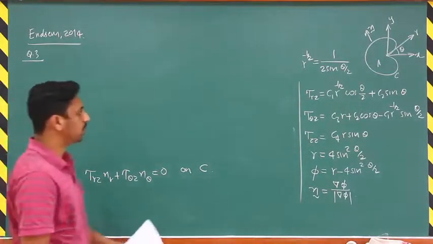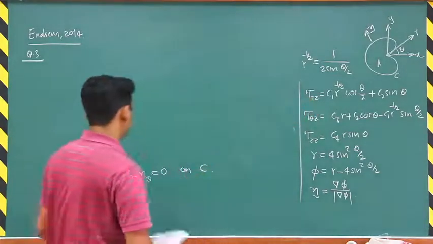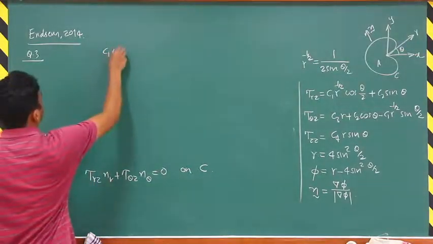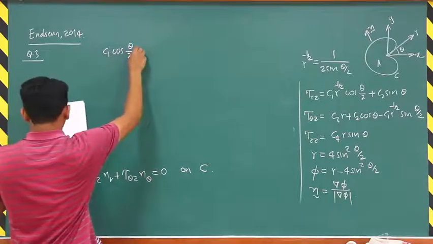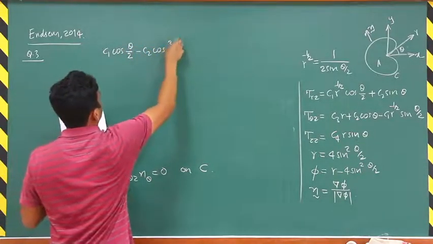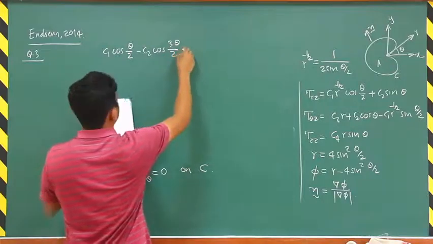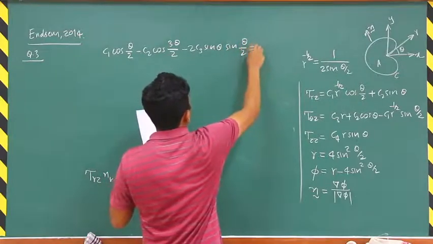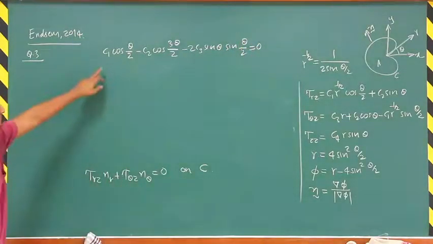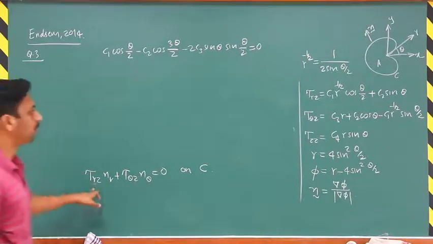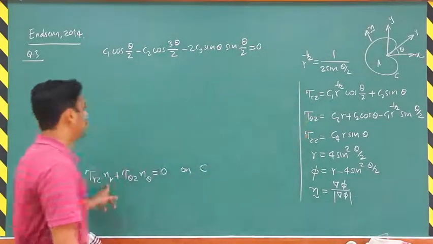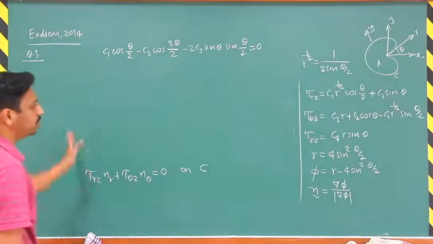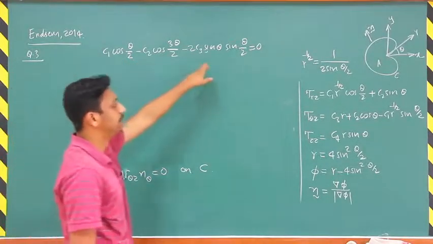So if you put these relations for stresses into this boundary condition, we get an expression which looks like C1 cos theta by 2 minus C2 cos 3 theta by 2 minus 2C3 sin theta by 2 equals 0. To get this expression from these boundary conditions, we have to make use of these stress components and nr, which is equal to sin theta by 2, and n theta, which is equal to minus cos theta by 2, and using certain trigonometric relations, we are able to get this particular relation.